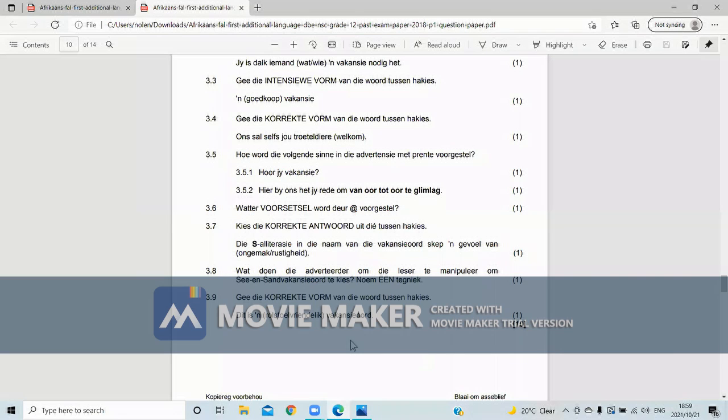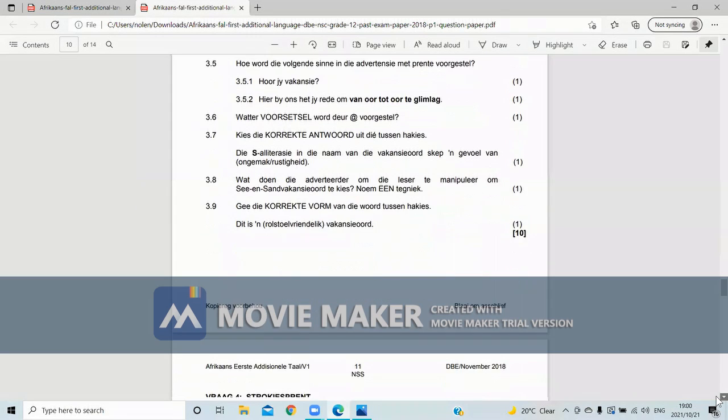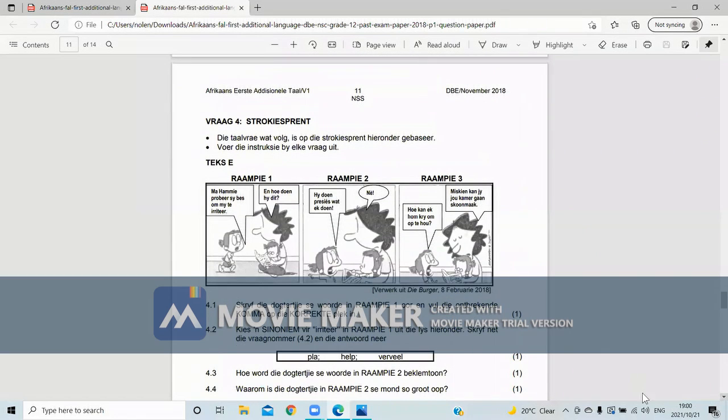Okay, so if you have the blue and yellow study guide, it's a 1-pager, and it's the page right after degrees of comparison. Okay, so if this sentence was die vakansieoord is rolstoelvriendelik, that would be the correct form. But because the adjective is before the noun, we have to say dit is 'n rolstoelvriendelike vakansieoord. Okay. Hope that makes sense.